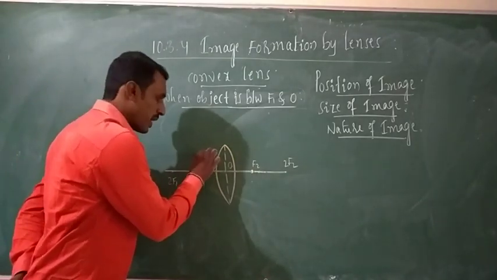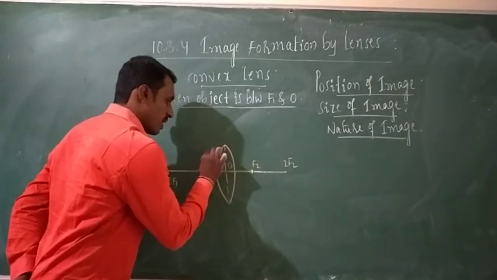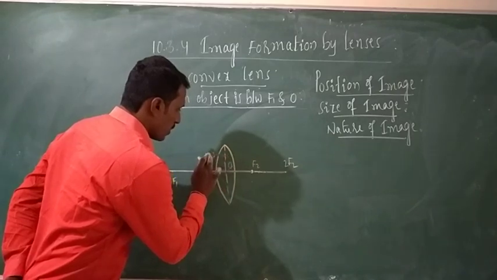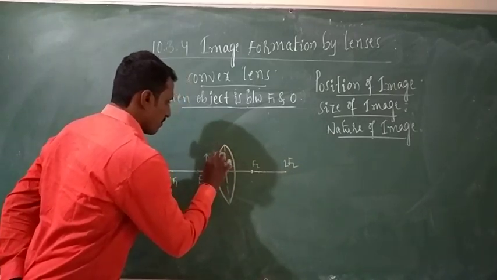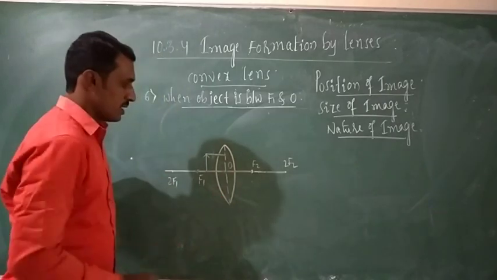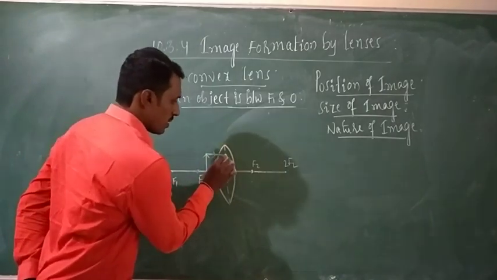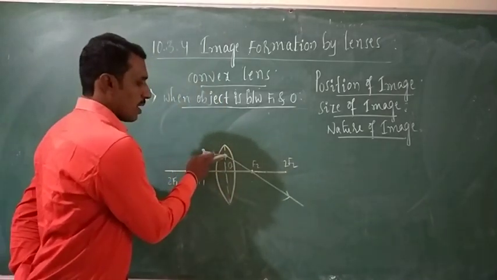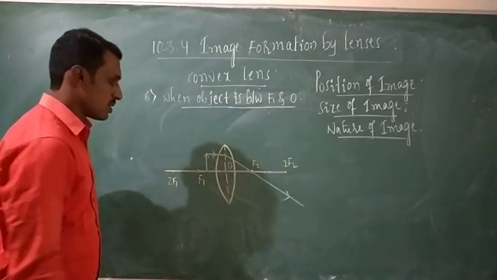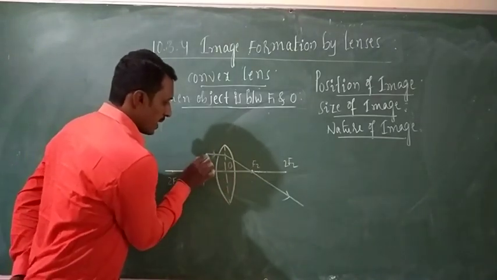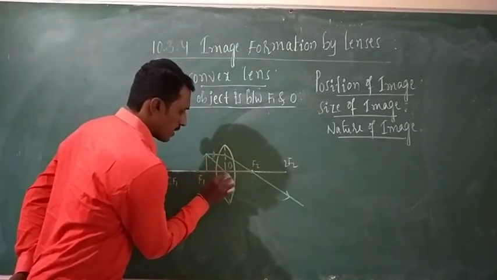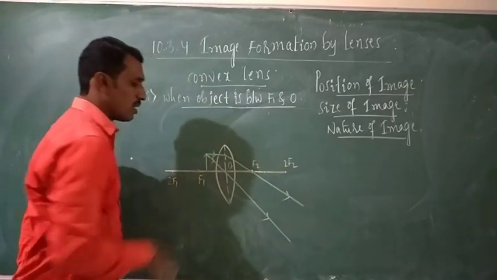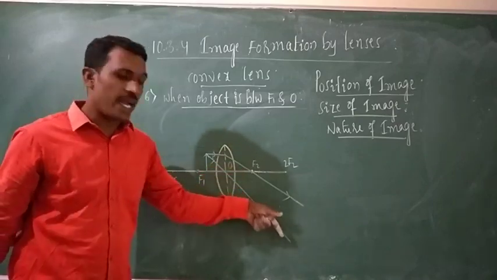we have to take a minimum of 2 rays. This is the first light ray, we call it the incident ray. The light ray which passes parallel to the principal axis, after refraction, passes through focus. We will take one more. The light ray passes through the optical center. After refraction, undeviated, it will move in a straight path only.